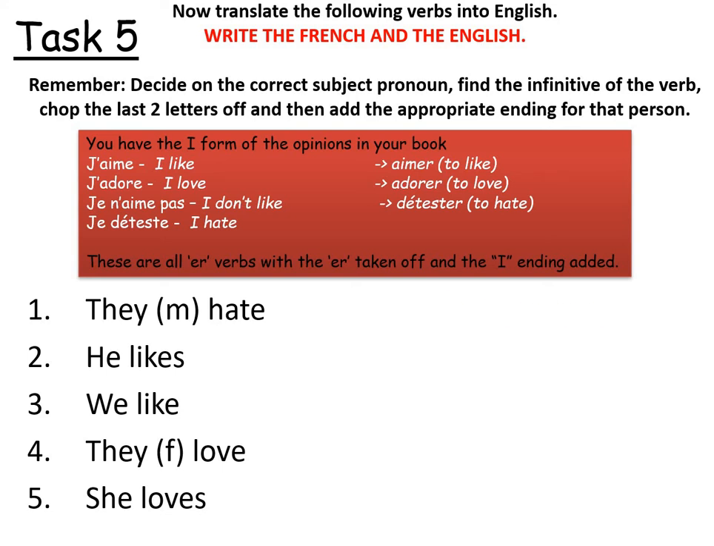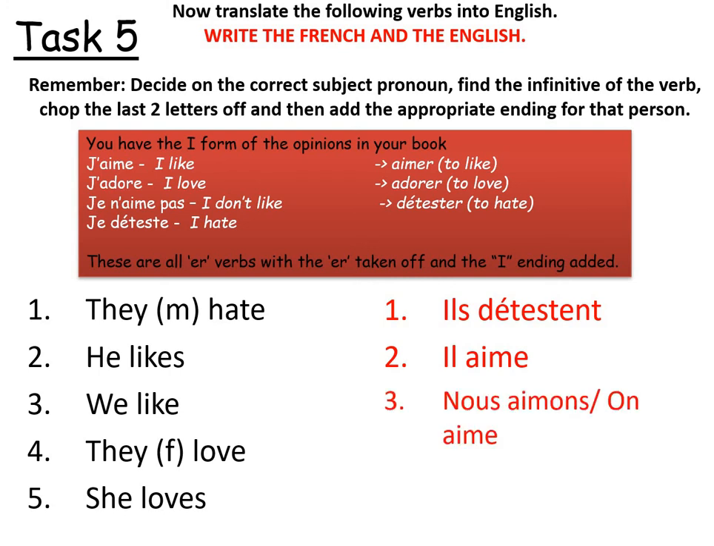Okay, so here we go. Number 1. They in French when it's masculine is ils. Then we had to take détester, to hate, take off the bit that means to. And then for they verbs, we add an ENT on the end. So that's what it should look like. He likes, he is il. Aimer is to like, take off the last 2 letters, and it's an E that you add for he verbs. We like, nous aimons, or you could have done on aime.